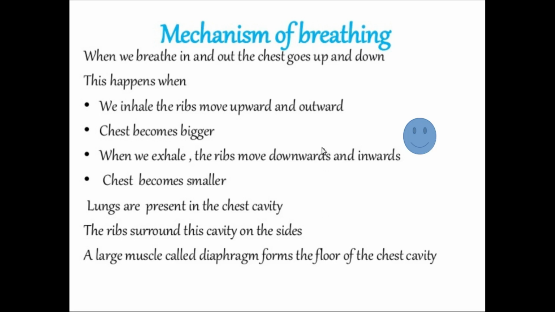When we breathe in and out, the chest goes up and down. This happens when we inhale air: the ribs move upward and outward and the chest becomes bigger. When we exhale carbon dioxide, the ribs move downwards and inwards, so the chest becomes smaller. Lungs are present in the chest cavity. The ribs surround this cavity on the sides. A large muscle called the diaphragm forms the floor of the chest cavity.